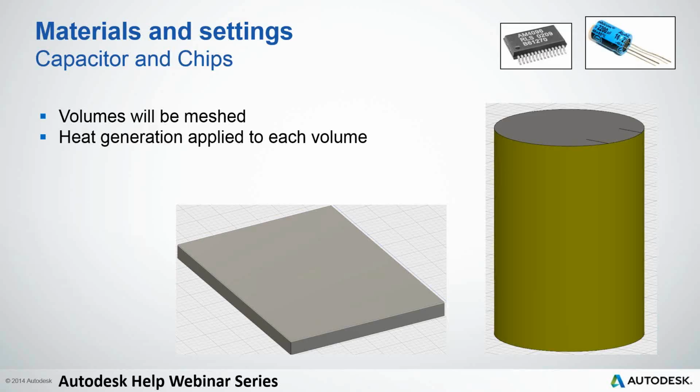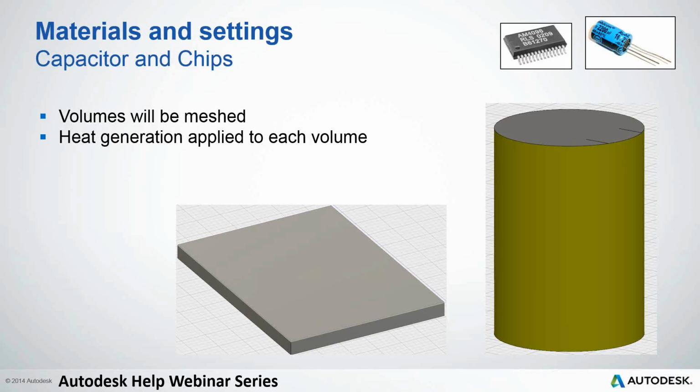All right, so moving forward, now that we showed you how to do some CAD prep, we're going to look at the materials and settings and show you how to define these once you're into CFD. Capacitors and chips I just lumped into one because all you're going to do is mesh the volume and then apply a heat generation to it. That takes the total heat generation in watts and uniformly applies it over the volume you have there. So that's exactly how you want to model chips or capacitors. Super straightforward.